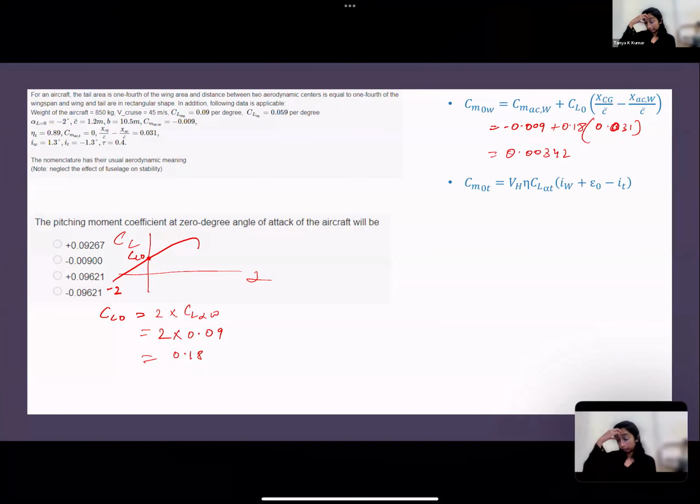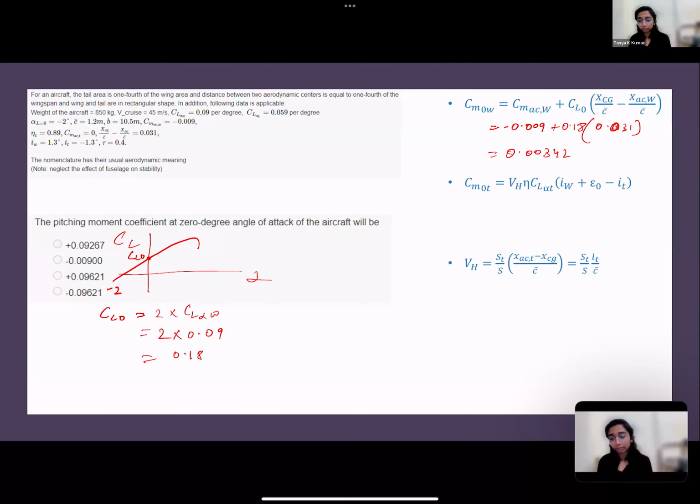So you need to find out VH, correct? How do you find out VH? This was the formula for VH. So let's find out VH first. How do we do this? What is ST upon S? It's 1 by 4. And X bar AC tail minus X bar CG upon C bar.